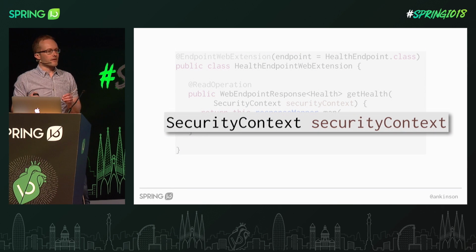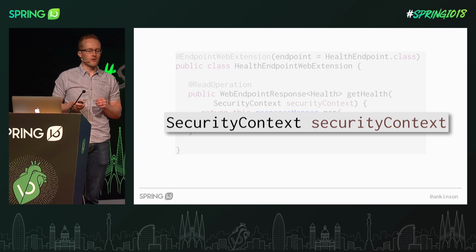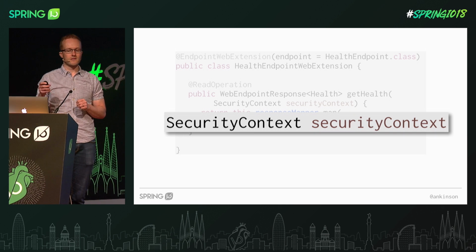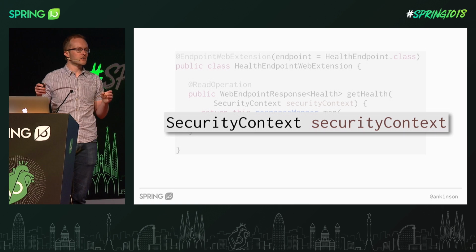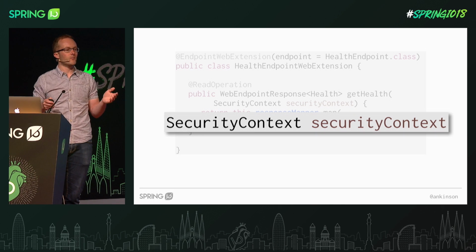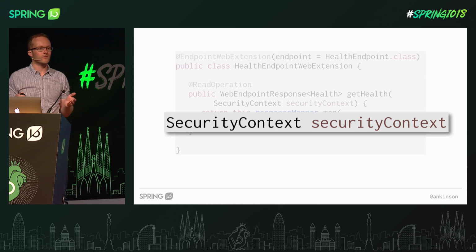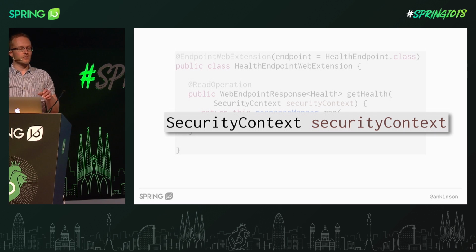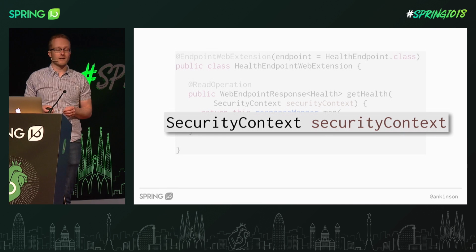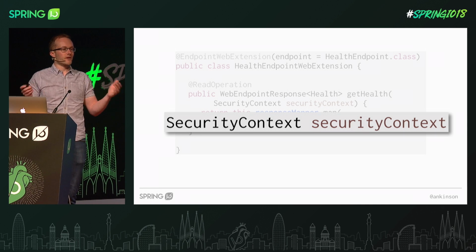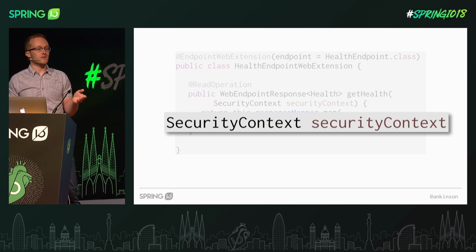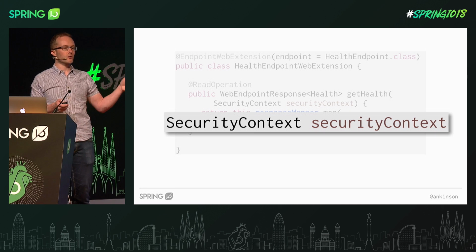The other interesting thing in this extension is the use of the security context. This is the thing that I alluded to earlier when I showed you whether or not the health endpoint would show any details to you. You could say, well, only show details when you're authorized. The security context is the thing that lets the extension for the health endpoint do that. It provides you with a web container and web framework neutral way of accessing the currently authenticated user and also doing a user-in-role check.